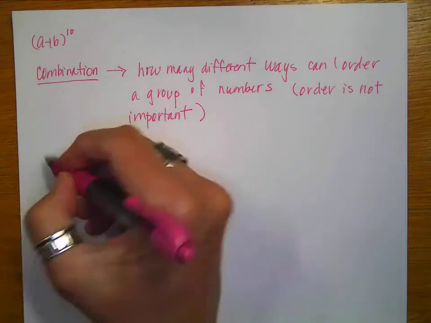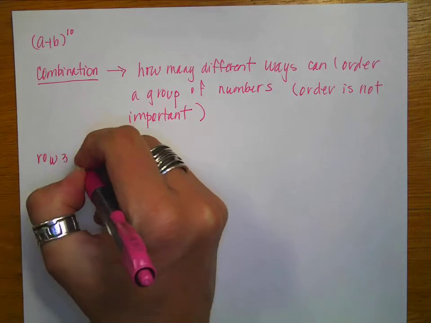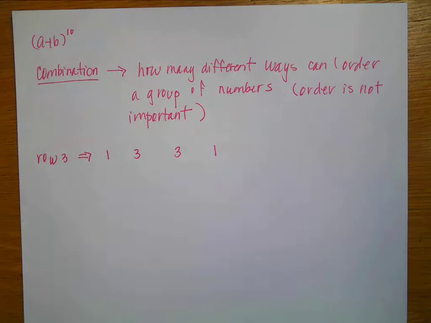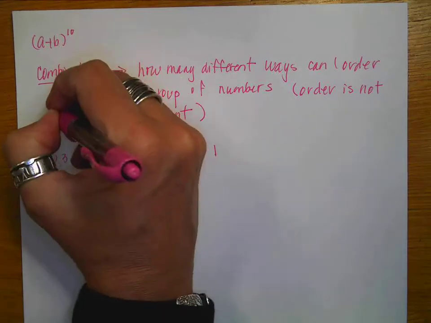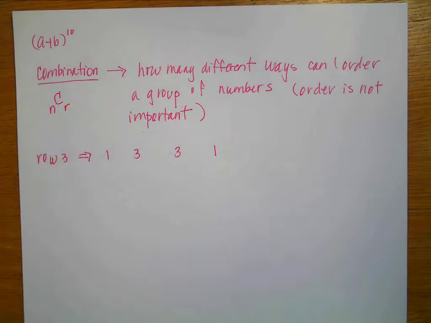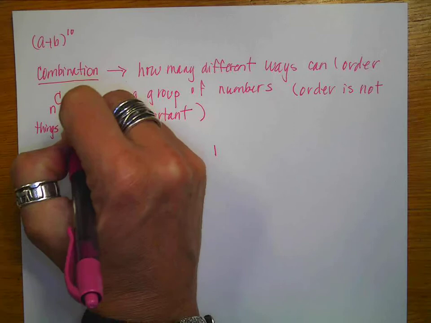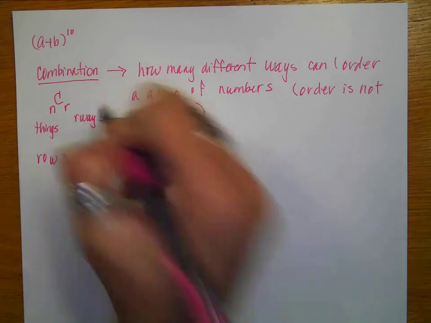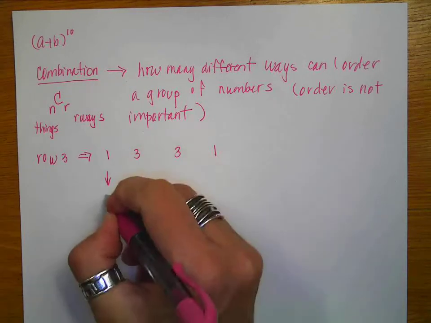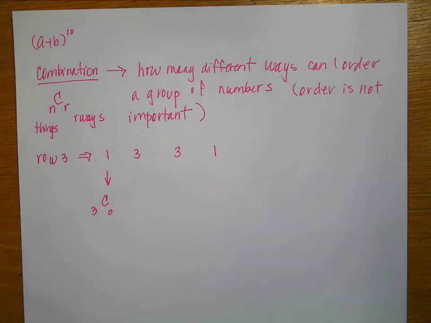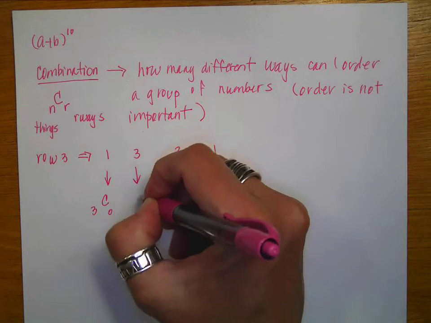So I'm actually going to start with row 3. So remember from Pascal's triangle, row 3 had coefficients of 1, 3, 3, 1. This is a math term. It's combination of n choose r. So it's n things chosen r ways. Okay? This term is the combination of 3 because it's the 3rd degree, choose 0. We always start our triangle on the 0 with the 0 term.